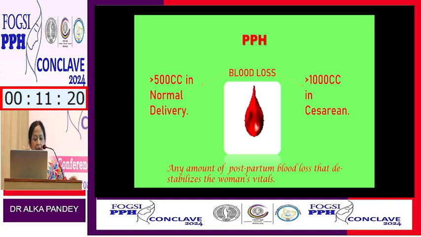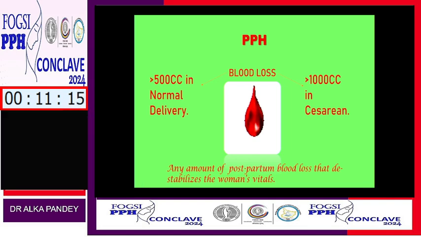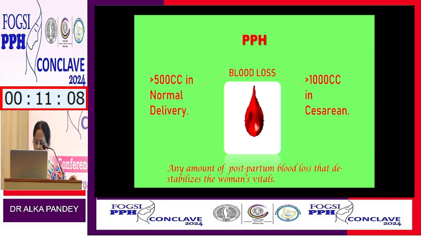So PPH is blood loss of more than 500 cc in normal delivery, more than 1000 cc in caesarean section, and any amount of postpartum blood loss that destabilizes the woman's vitals.